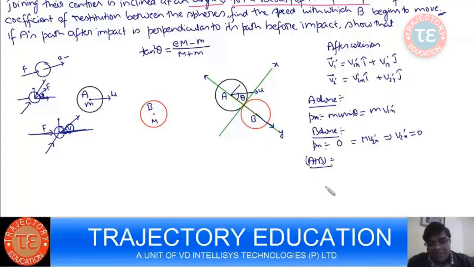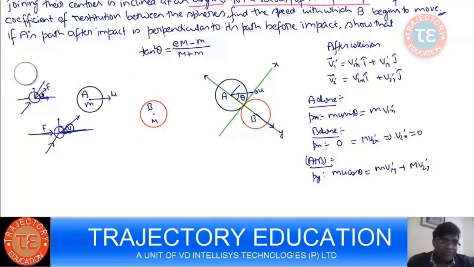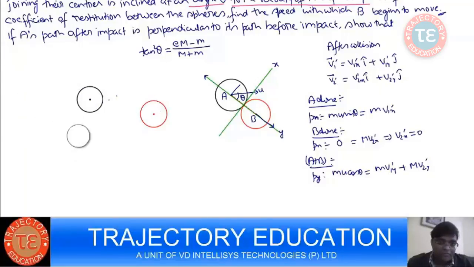Okay, now A plus B is a system. The impulsive force becomes an internal force, so I can conserve the linear momentum in y direction. What is the linear momentum in y direction? Initially, it's m u cos theta, and that should be m v1 y dash plus m v2 y dash.